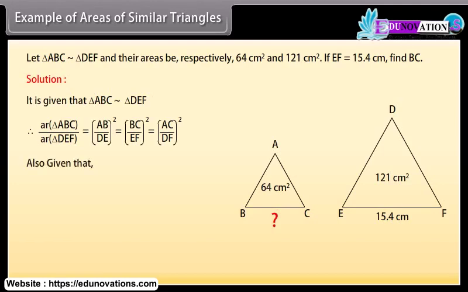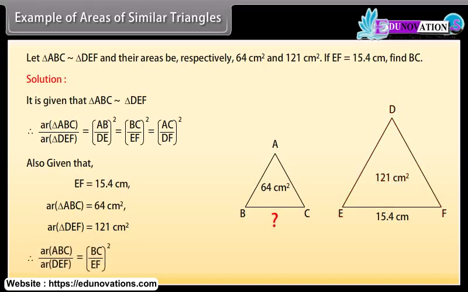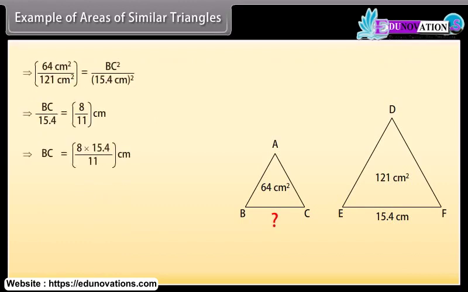Also, given that EF equals 15.4 cm, area of triangle ABC is 64 cm square and area of triangle DEF is 121 cm square. Therefore, area of triangle ABC upon area of triangle DEF is equal to BC upon EF whole square. Now, by substituting and calculating the values, we get BC as 11.2 cm.